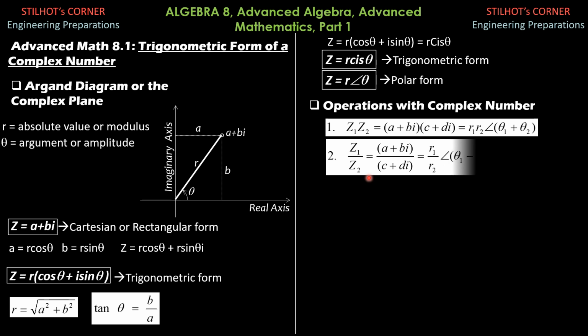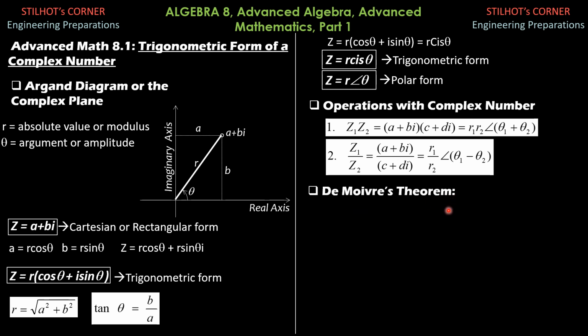Then the division, same principle, r1 over r2, then the angles are subtracted. So the modulus of the complex number in the numerator divided by the modulus of the complex number in the denominator, and the angle of the denominator is subtracted from the angle of the numerator. So we use this to have a complex number raised to any power, for example. So z to the n is equal to r to the n because it is r times r times r, n factors of r. Then angles theta plus theta plus theta, n factors of theta, so n theta.